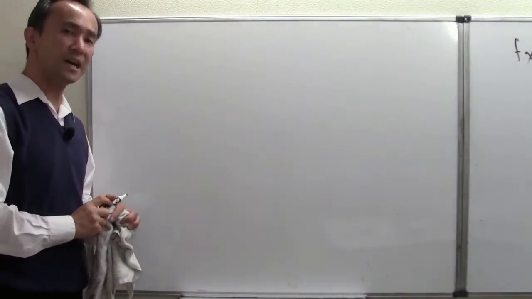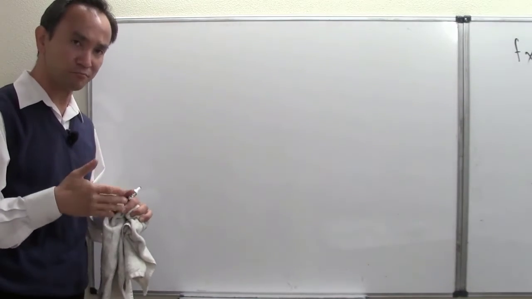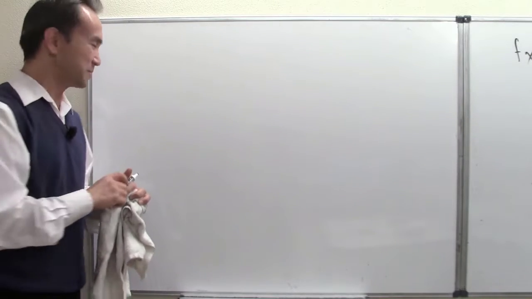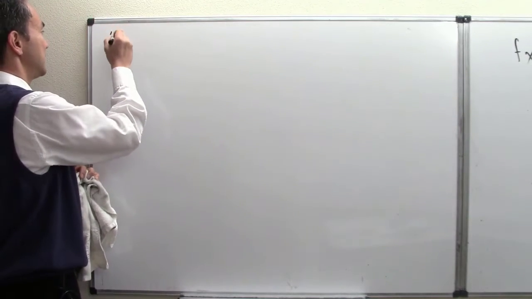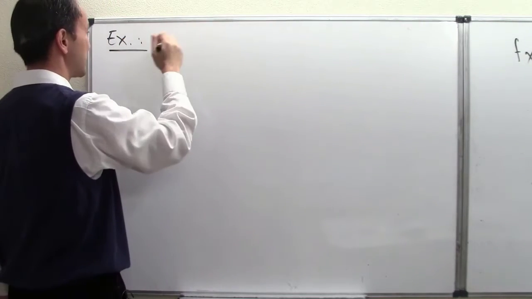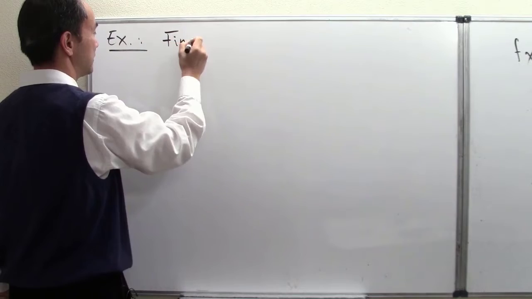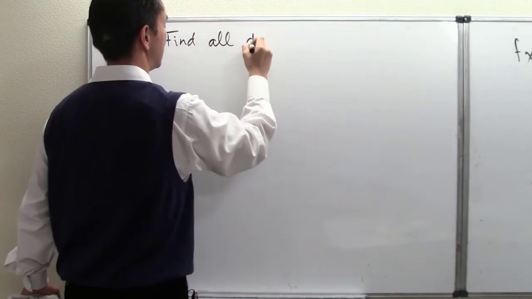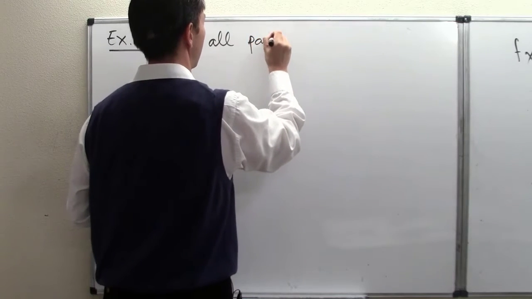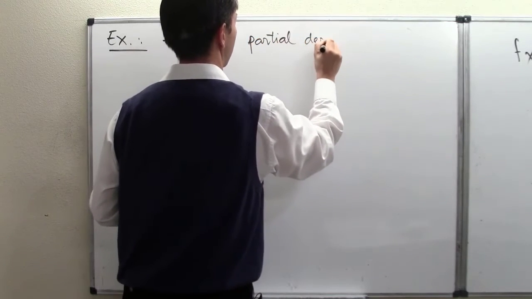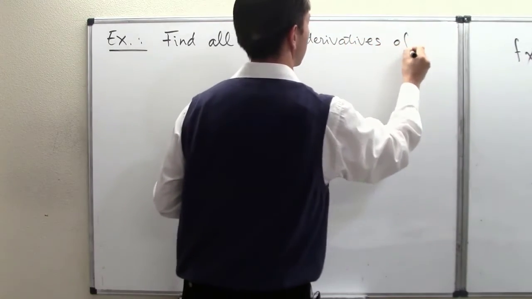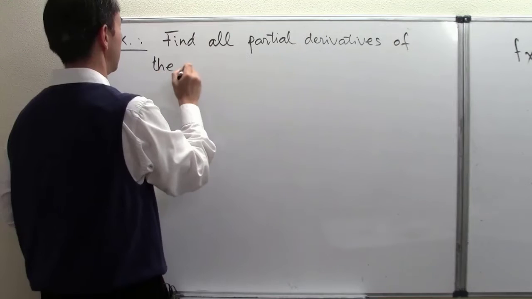All right, so let's now get into doing some problems as examples so that we get comfortable with how we work with that. In the example that I'm introducing here, the instruction is as follows: let's find all partial derivatives of the given function.